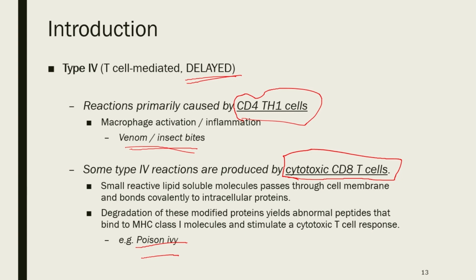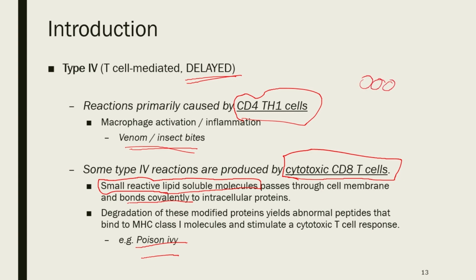Alright, so there are some of the details listed here. What it really means is that there are some small, reactive, lipid-soluble molecules that pass through your cell membranes and bond covalently. So these are lipid-soluble molecules. Mostly we are still talking about small molecules that can go through our lipid bilayer.